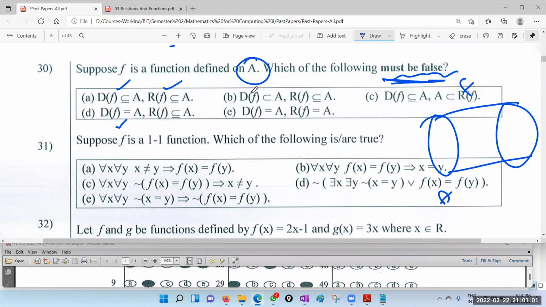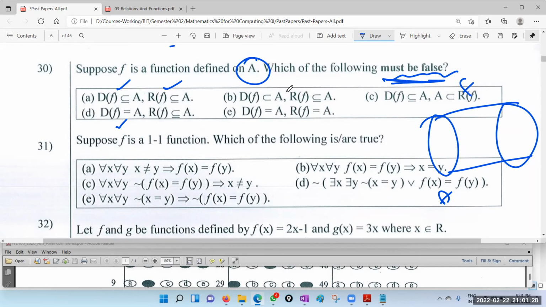Domain of A must be a proper subset of A? No. Domain of A must be equal to A, because proper subset means the domain has fewer values than A. So if it is defined on A, the domain cannot be smaller than A. It must be equal to A. So therefore, this must be false.